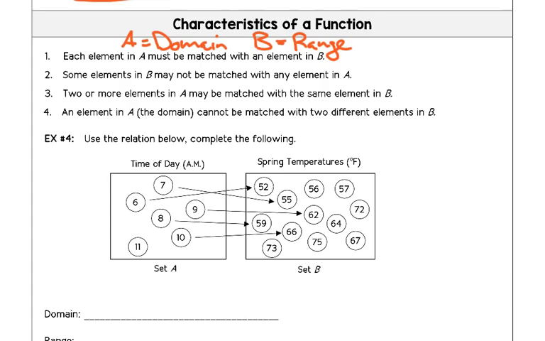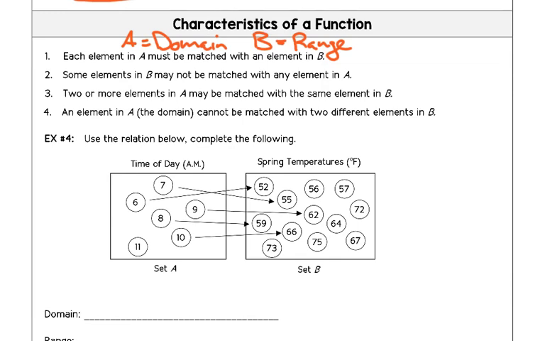We can have some pieces in the range that don't match with anyone in the domain. That's okay for a function. But it's not okay, as we said in number one, for the opposite to be true. Okay? In number three, two or more elements in the domain may be matched with the same element in the range. So basically all that means is, pick any one value in your range. That value can map to as many different values in your domain as possible.